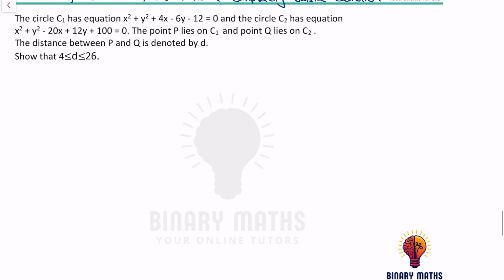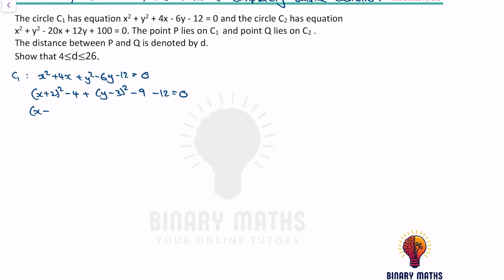The next example, the circle C1 has the equation x squared plus y squared plus 4x minus 6y take away 12 equals 0. So let's first find the circle center and radius for this one. I rearrange it first to get x's and y's together. Complete the square, so half the 4, I get (x plus 2) squared. Take away the square of 2, which is 4. Half the 6, which gives me negative 3. Take away 3 squared, which is 9. Take away 12 equals 0.